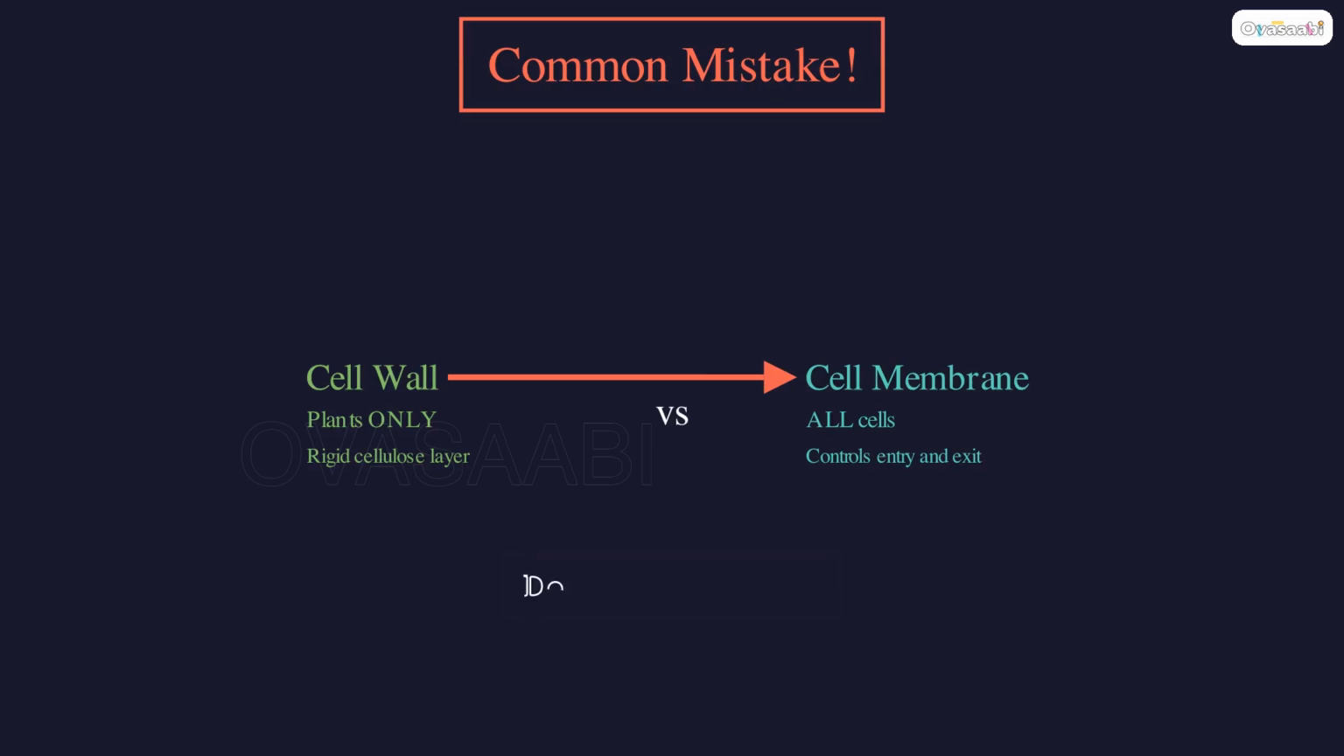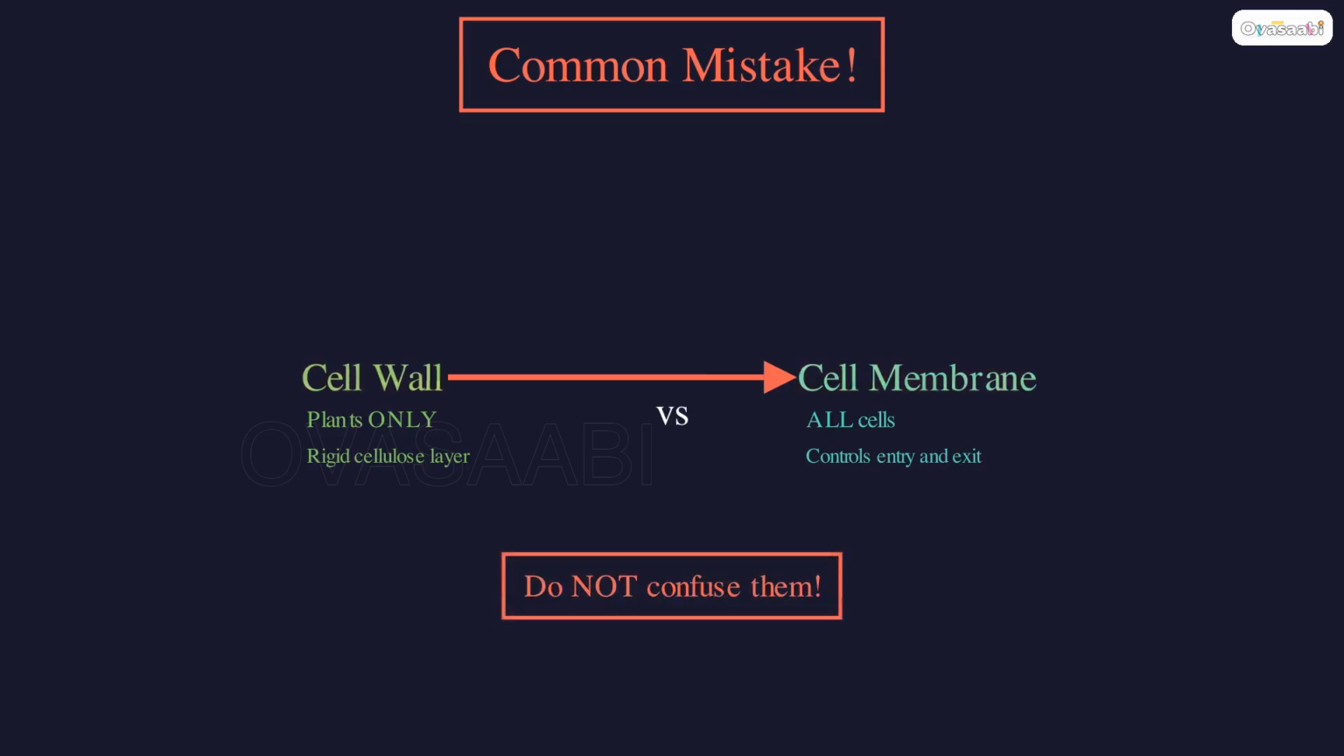Many students confuse the cell wall with the cell membrane. Remember, all cells have a membrane, but only plant cells have a rigid cellulose wall outside it.